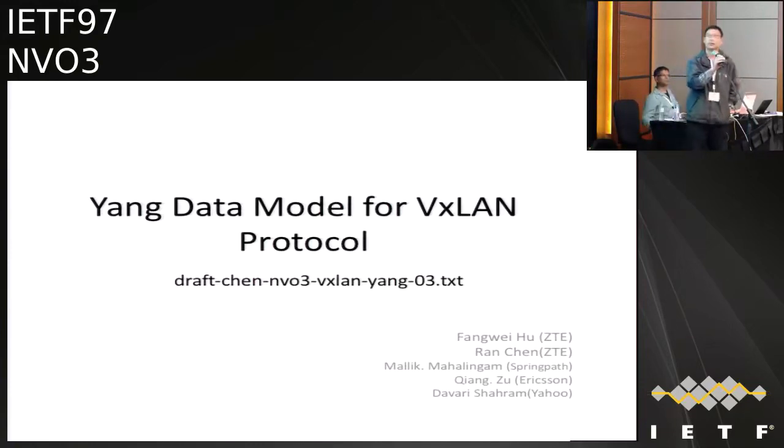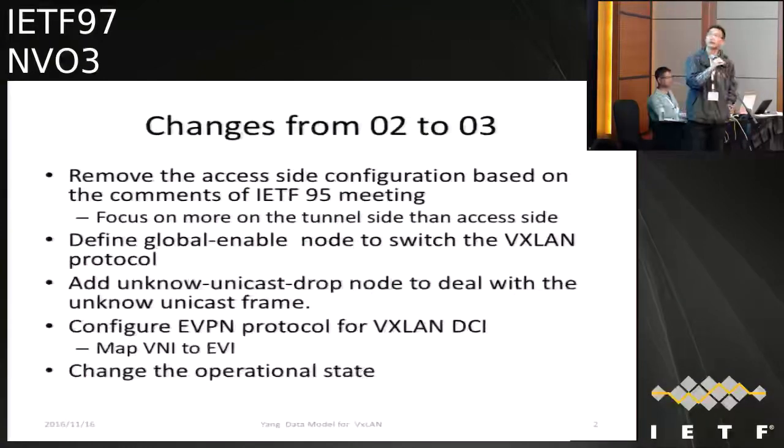So this topic is the YANG data model for VS9 protocol, and the current version is 0.3. We presented this in IETF 94 and 95, so this is the third time we present this topic. For the current version, we removed the access side configuration based on the comments in IETF 95, because the comments suggest that we should focus more on the tunnel side rather than the access side.